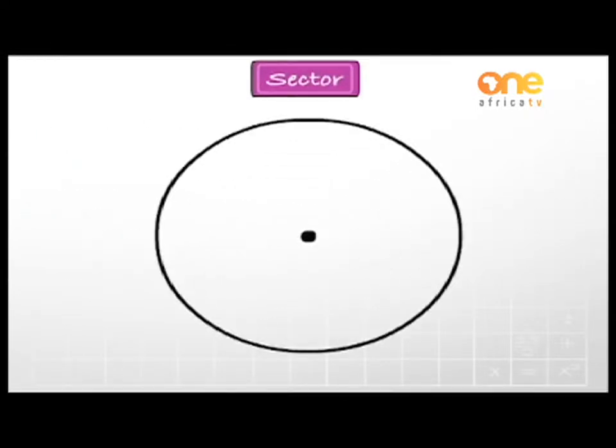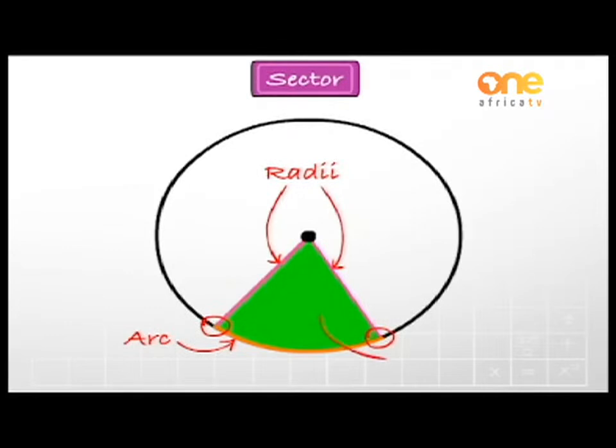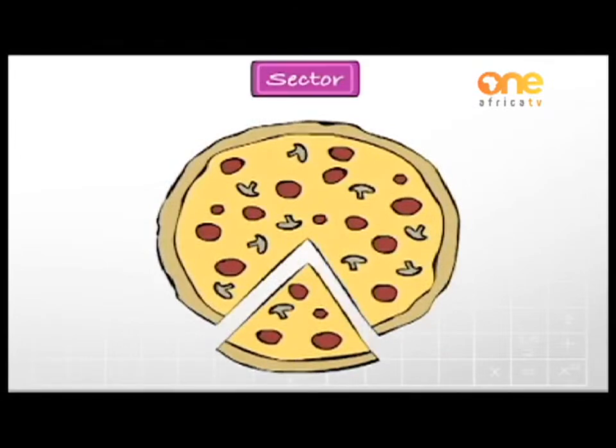So, let's draw in a radius. Now we will draw in another radius. You will now see that there is an arc that is formed between the 2 points at which the radii touch the edge of the circle. This then forms an area within the circle. We call this area a sector. If it makes it easier for you to understand, you can think of a sector as a slice of pizza.